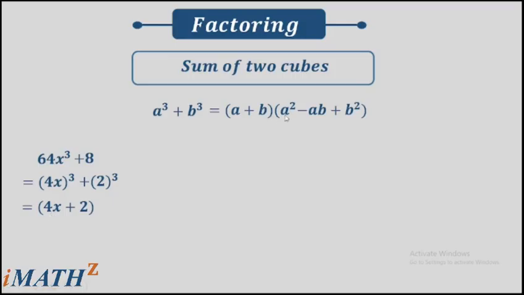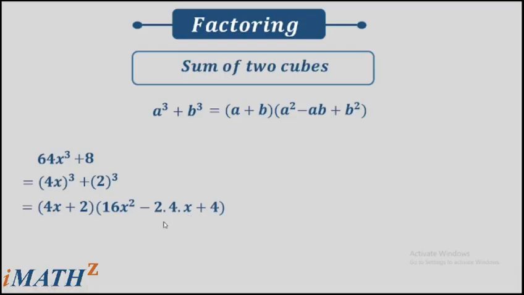And now we need to plug a and b into the second part of the equation here. So that would give us 16x squared, which comes from 4x all squared. 4 squared gives us 16, and x squared gives us x squared here, minus a, which is 4x written here, and b, which is 2 written here. So we have minus 2 times 4x, which is the same as minus a times b, and the last term becomes b squared, and b is 2 in this case, so 2 squared is 4.